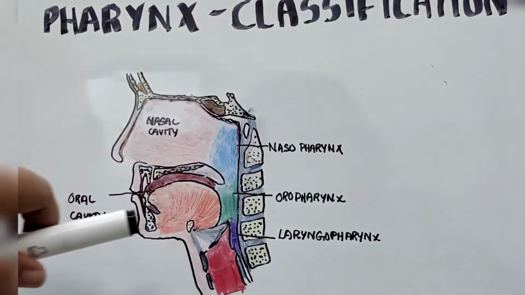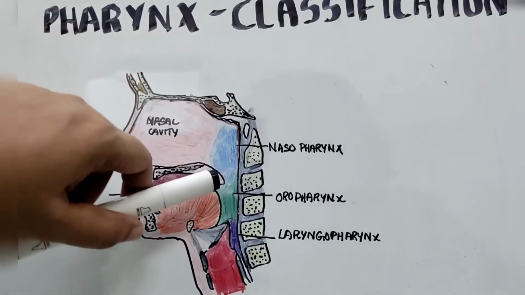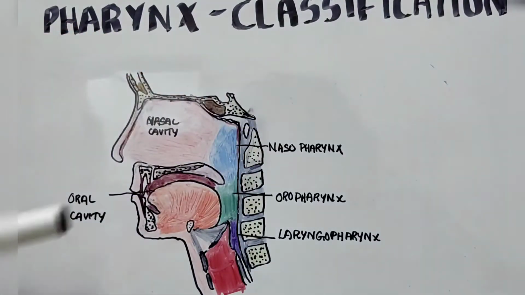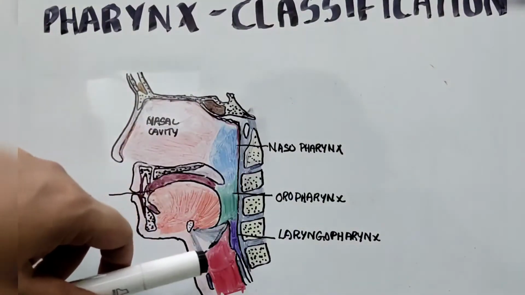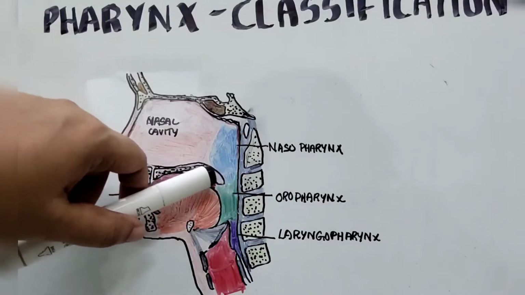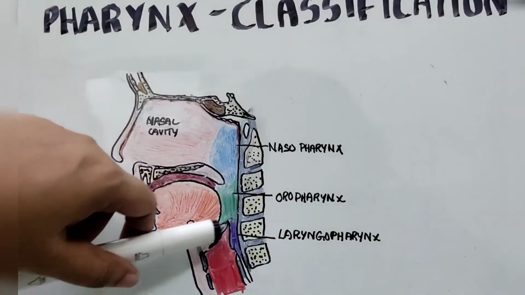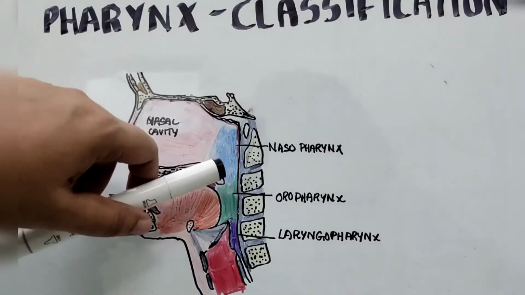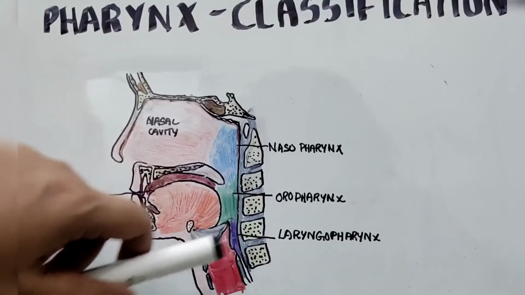The nasopharynx extends from the base of the skull to the soft palate. The oropharynx extends from the soft palate to the epiglottis. We have already discussed what the epiglottis is: it is a cartilage seen at the inlet of the larynx. So from the soft palate to the epiglottis, the oropharynx extends.